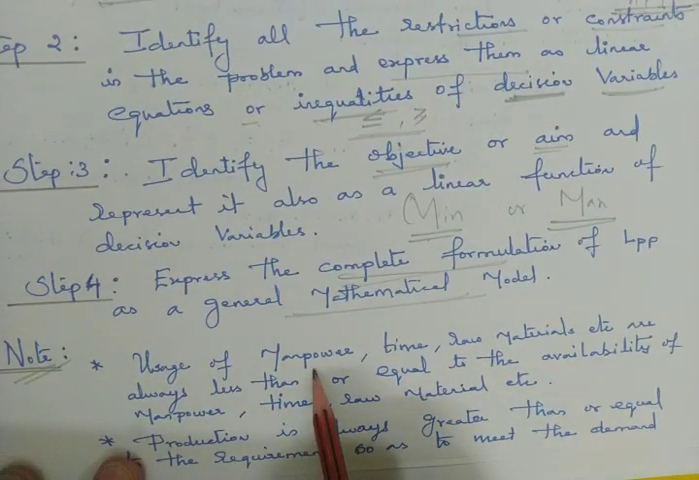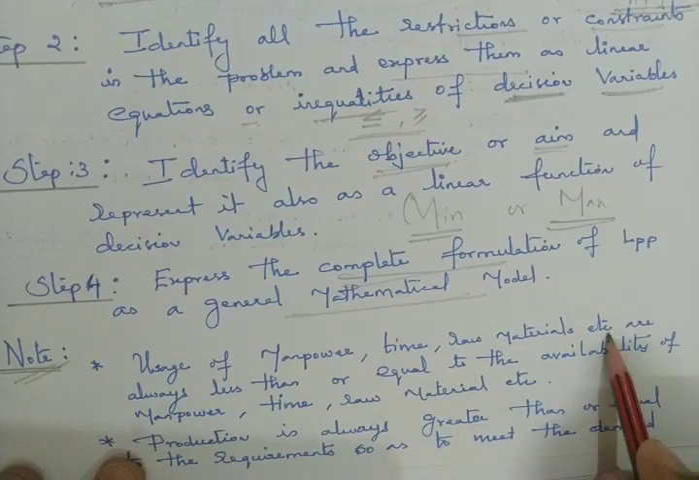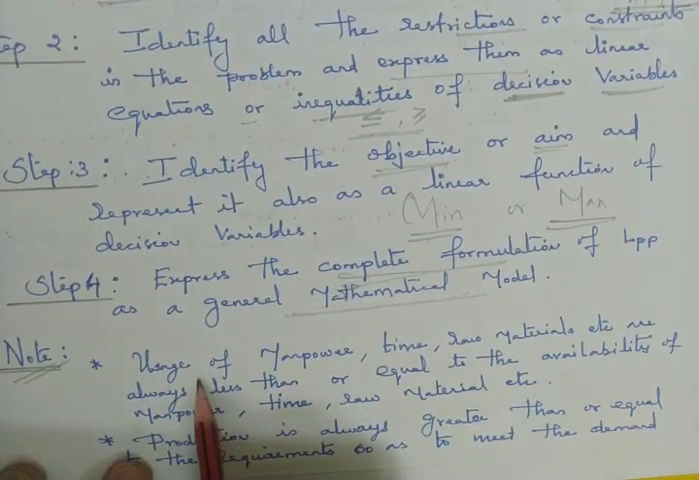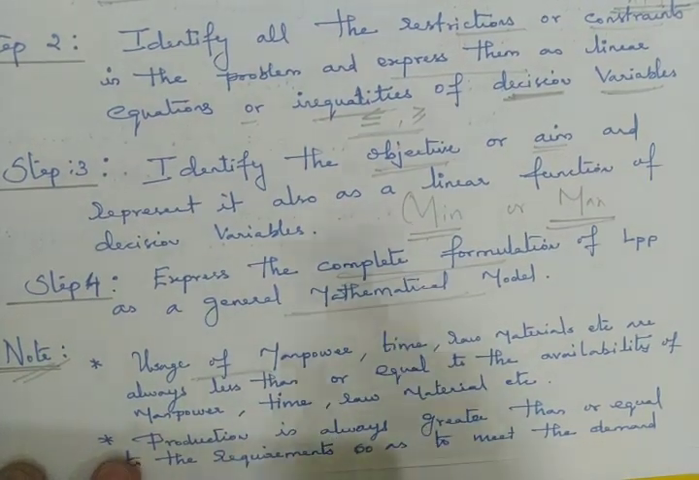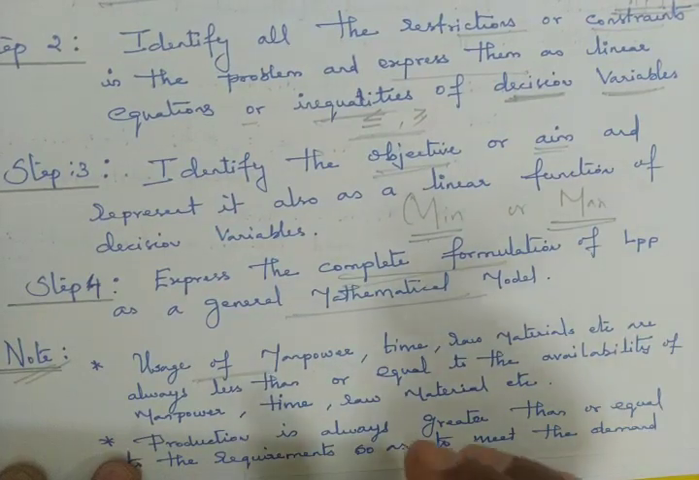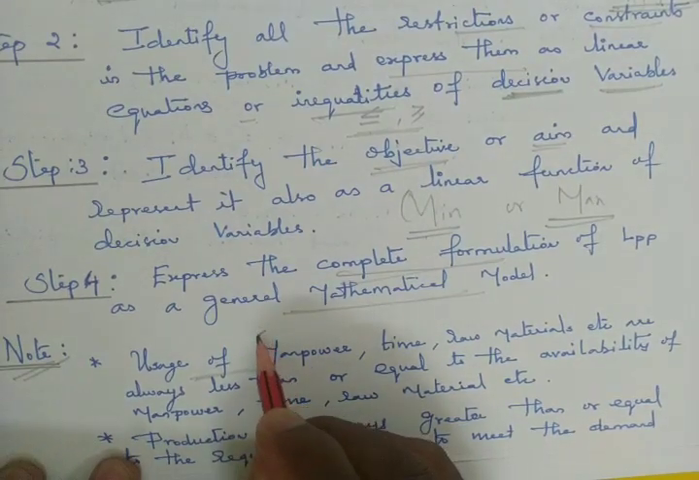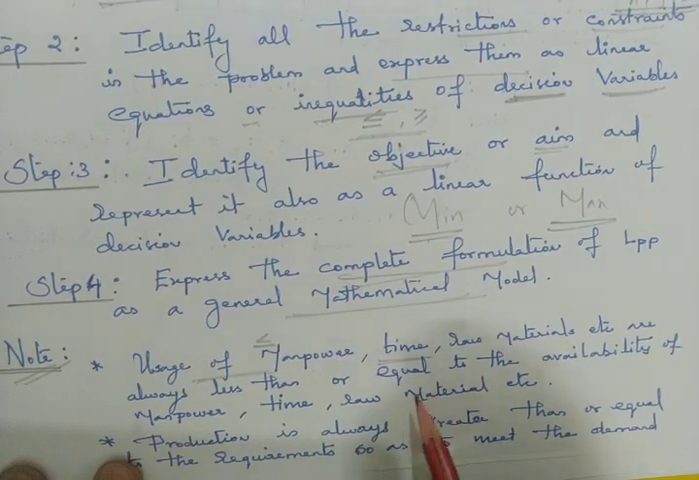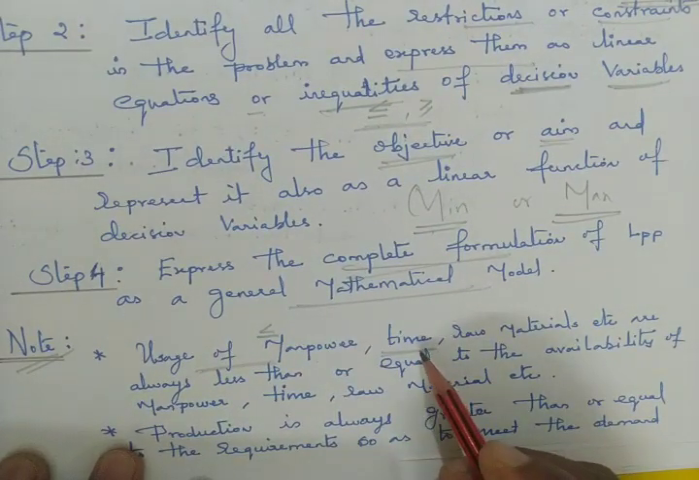Usage of manpower, time, raw material, etc. In any problem, if the manpower is given as only 10 members, it means you have to complete the problem with the 10 members or less than that. You can't use more than 10. In that case, the notation you use is less than or equal. Suppose the time is mentioned, you have to complete the job within the time limit, 10 hours, 10 days or 10 weeks.